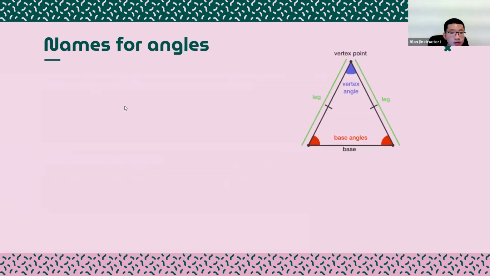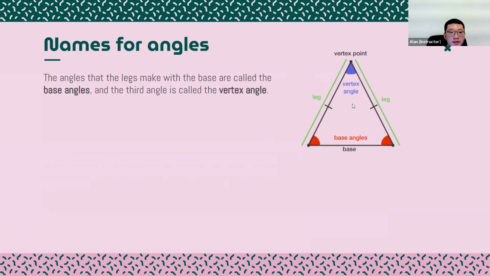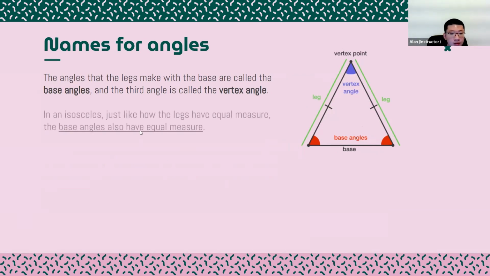And we're also going to go over some names for these angles. In an isosceles triangle, the angles that the legs make with the base are called the base angles, kind of obviously. The third angle is called the vertex angle, since the point opposite the base is called the vertex point. And just like how the legs have equal measure, the base angles also have equal measure.